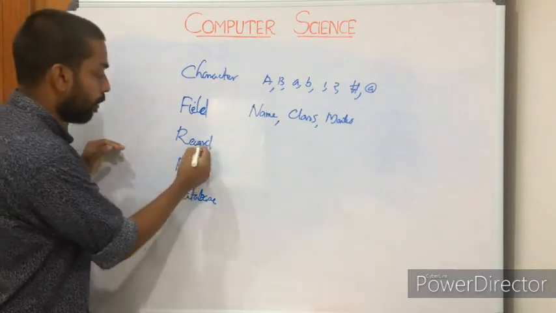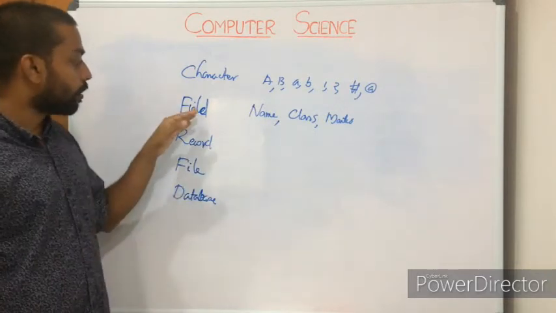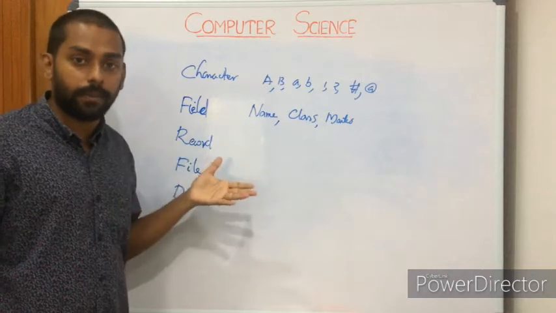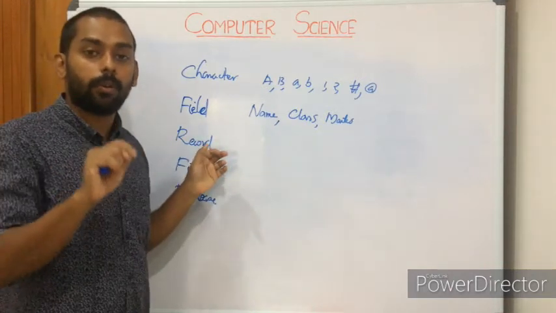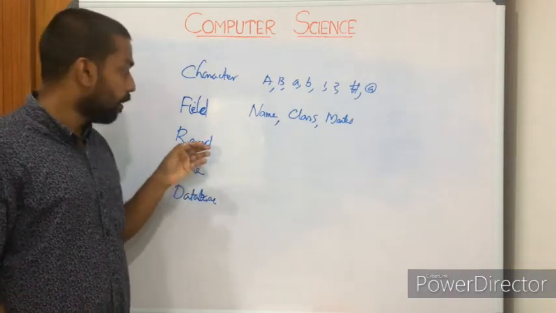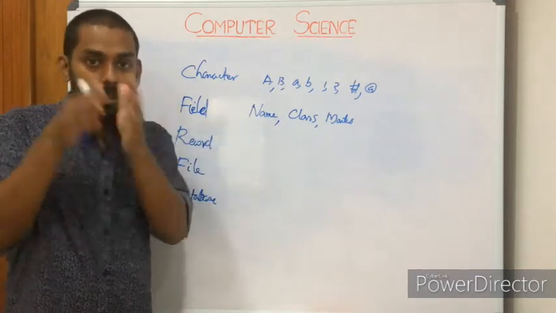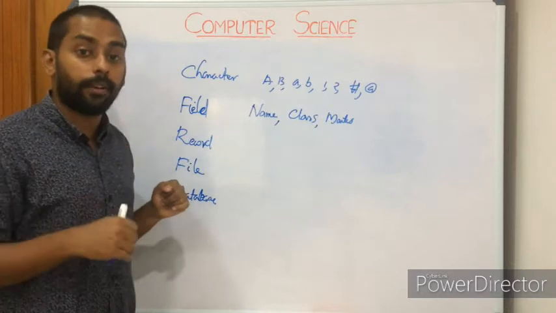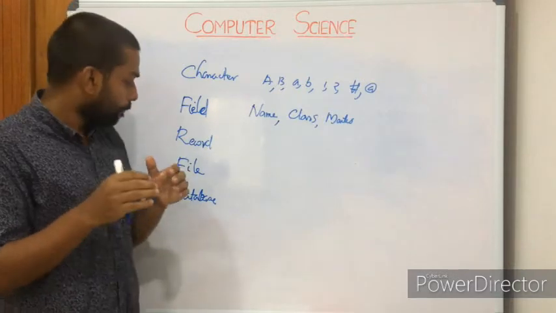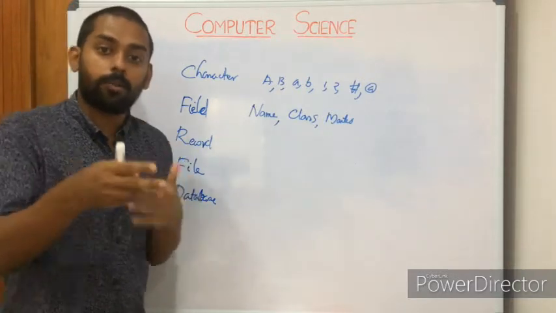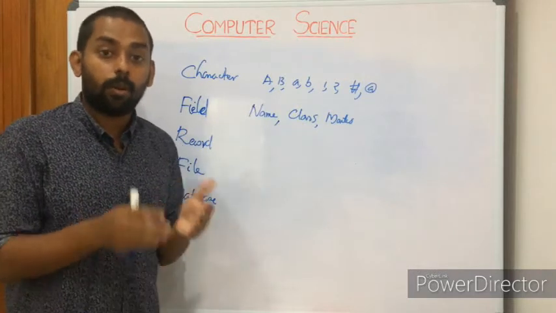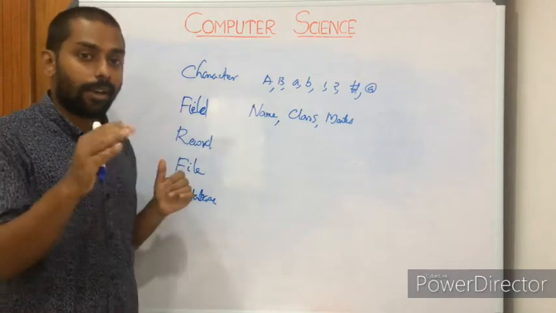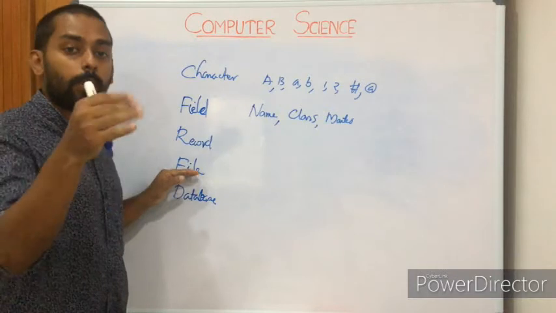What is a record? A record is a collection of fields or related fields. For example, the progress report of a single student. We can see a collection of different fields. The next one is file, a collection of related records. For example, progress reports of 35 students, or all the students in a class. Your class teacher may be keeping a file of progress reports.